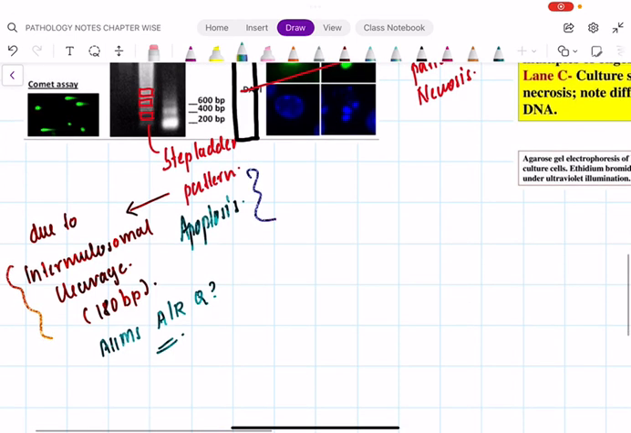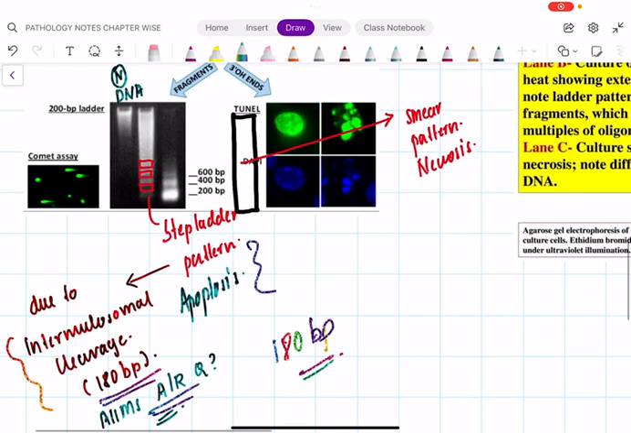It has been asked in a recent question. Step ladder pattern in apoptosis is because of? Answer is internucleosomal cleavage, and they have also asked about the number of base pairs. That is, the enzyme will cleave 180 base pairs at a time. Like 180, 180, 180, that is responsible for the step ladder pattern.